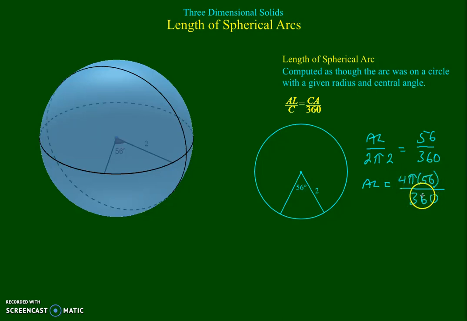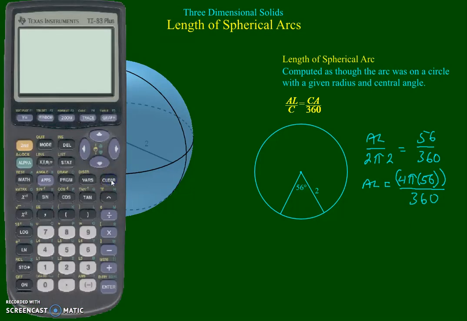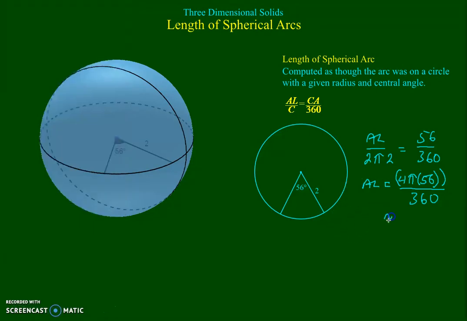And again, I would enter this as a chain calculation if you wish. Put another set of parentheses around this, but it's not necessary because this is multiplication and division, and so we can just enter it directly. So let's just go ahead and enter it here. We have 4 pi 56 divided by 360 gives us 1.955. So that's approximately 1.955. And that is arc length.